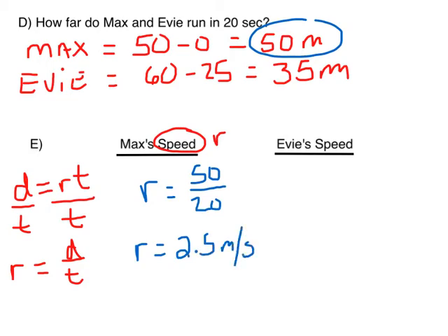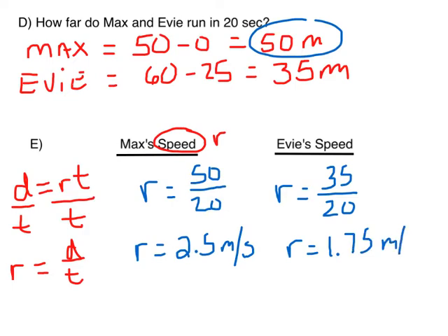I want you to pause the video for a second and try Evie's. I'm going to wait for you a moment. Just try Evie's rate of speed. All right, welcome back. Let's see how you did. Evie, as you know, went 35 meters up above, and you're going to divide that also by 20 seconds. And you should have gotten a rate of 1.75 meters per second.